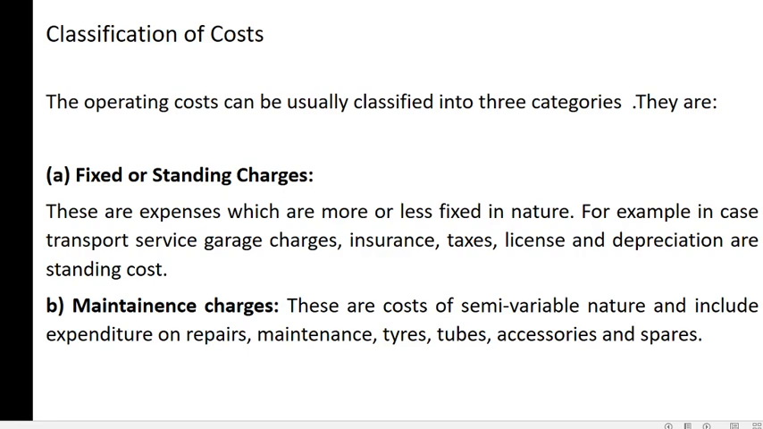Second type is maintenance charges. These costs are incurred on the repairs and maintenance. They are semi-variable and semi-fixed in nature. They include, for example, in the transport industry, wear and tear of tires and tubes, painting charges, spares and accessories, etc.